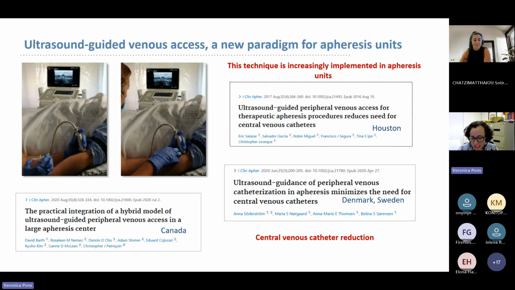But the introduction of ultrasound-guided access, I think, has completely transformed the apheresis units in recent years. It's a very good thing. And there are, as you can see in the slide, several studies that have shown a reduction in the need of central venous catheters. So I think it's a good thing in the apheresis units.